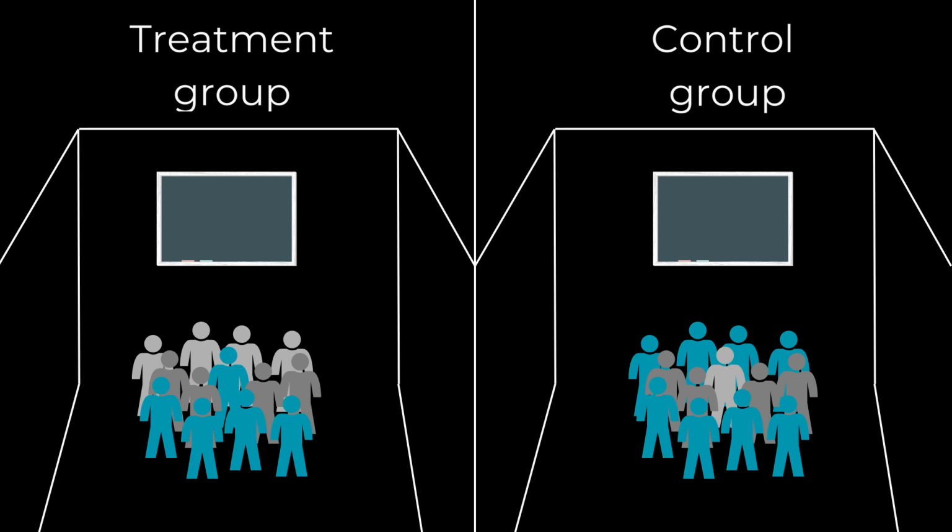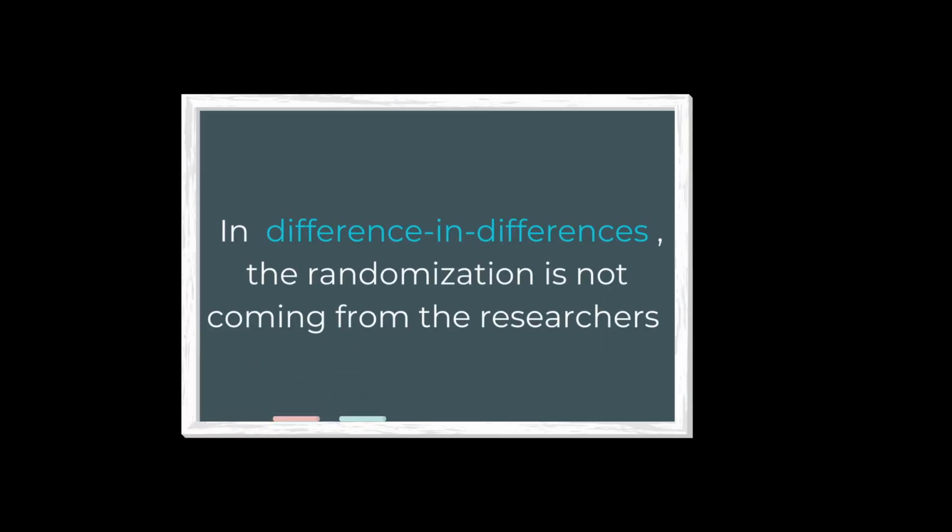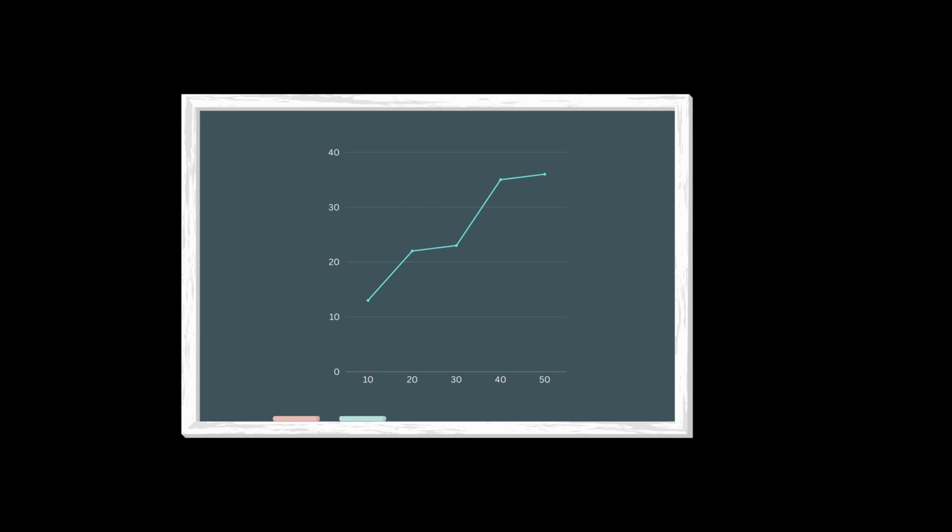In this case, publishing inspection reports acted as an information shock for parents, providing them with new insights into school performance. In a difference in differences identification strategy, the randomization is not coming from the researchers themselves, as in a randomized control trial. Instead, the source of exogenous variation is coming from the timing and nature of the policy implementation, which allows researchers to infer causal effects by comparing the changes in outcomes between the treatment and control groups over time.